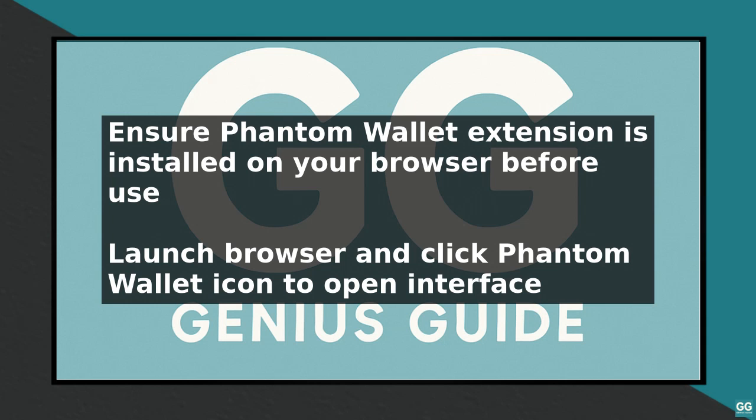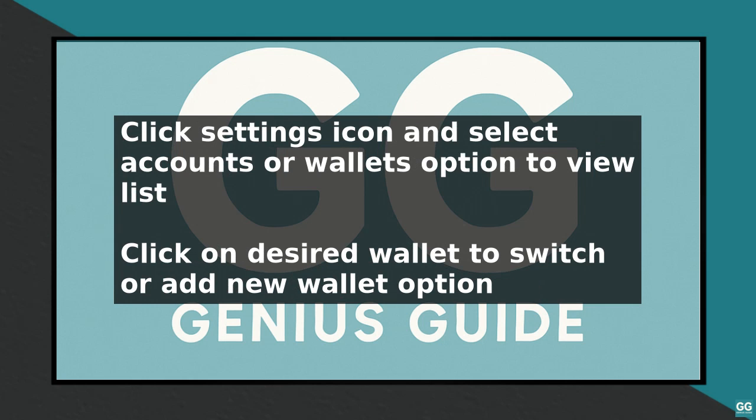Next, launch your browser and click on the Phantom Wallet extension icon, usually located in the top right corner of the browser window. This will open the Phantom Wallet interface. Click on the settings icon, represented by 3 horizontal lines or a gear icon, depending on the browser and Phantom Wallet version. In the settings menu, click on the Accounts or Wallets option.